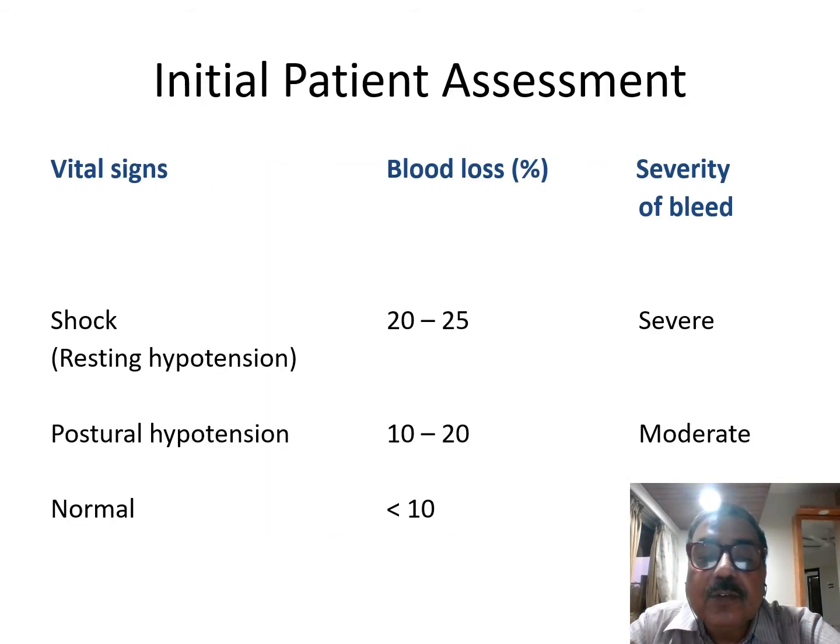Initial patient evaluation: what is very important is the severity of bleed assessment. If the patient is in shock, the blood loss is more than 25% and it is a severe bleed. If there is postural hypotension, the blood loss is 10 to 20% and it is a moderate bleed. And if the blood loss is less than 10%, it is a mild bleed which can be addressed with oral therapy and observation.